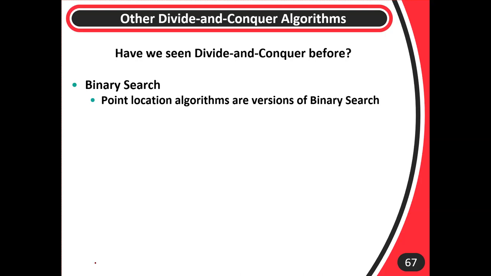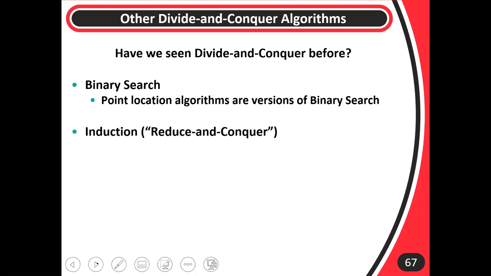And there's also binary searches. When you're searching on a list, you're sort of searching in one dimension, but there are two-dimensional and three-dimensional versions of these algorithms. So point location algorithms are versions of binary search where you divide up the plane in half and then half again and then half again till you find your point. And induction is sort of an example of divide and conquer, although it might be more aptly described as reduce and conquer, because sometimes we only reduce by one, but we can also divide, if we use strong induction, and that can be an example of divide and conquer.